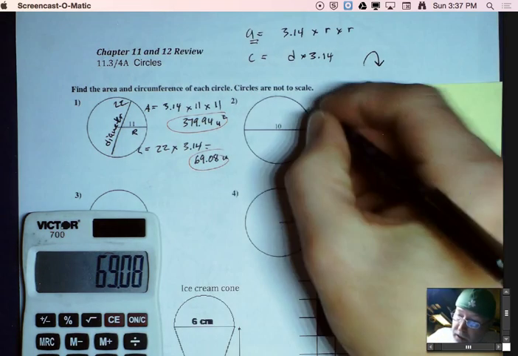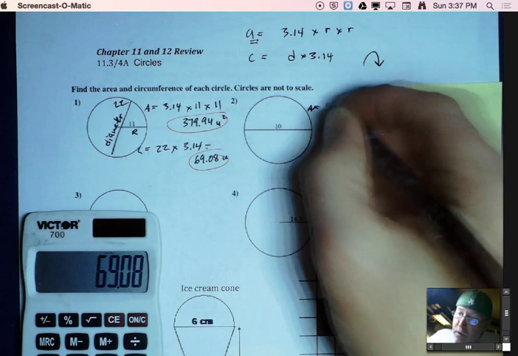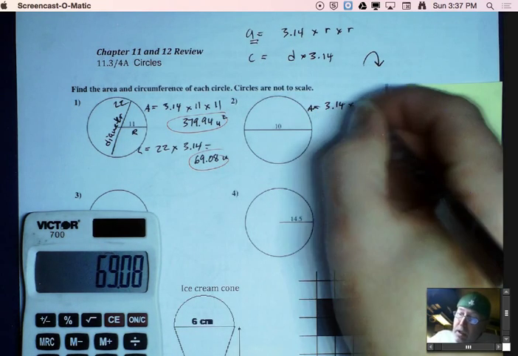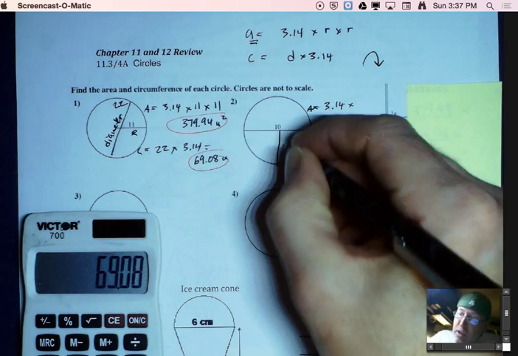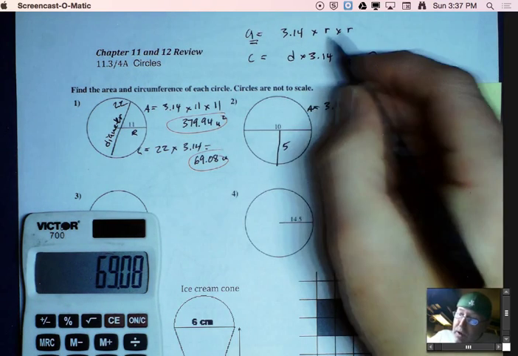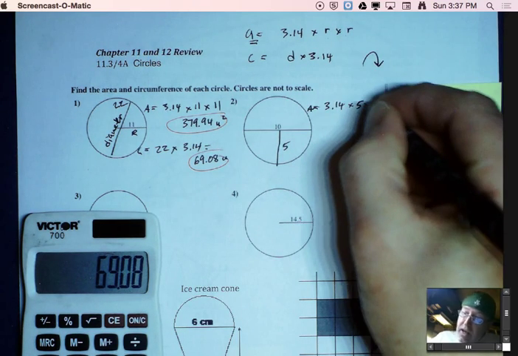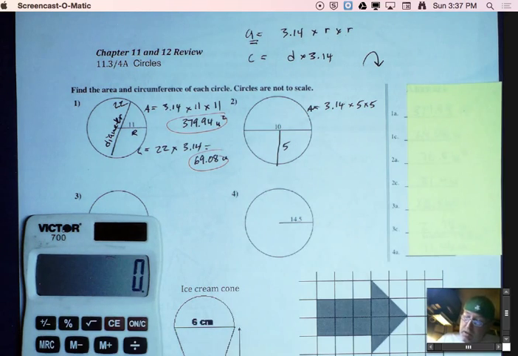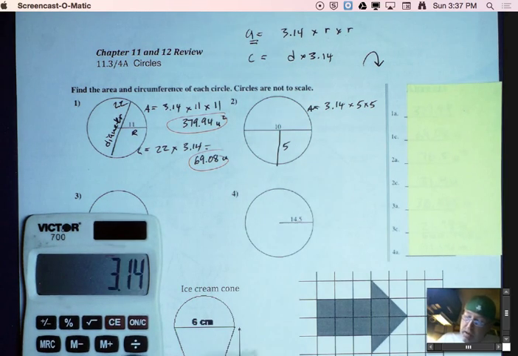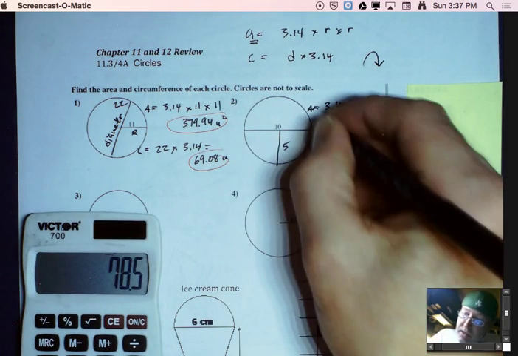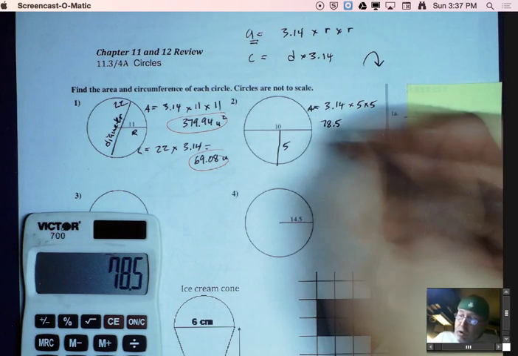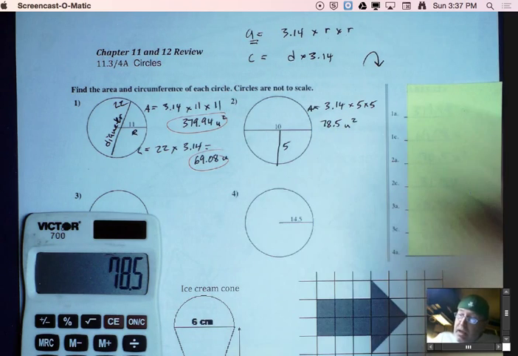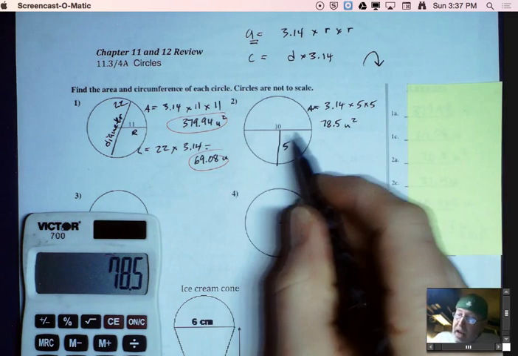Again, I'm just going to write area is equal to 3.14 times, okay, now I have a diameter. So if the diameter is 10, the radius is going to be 5. So times radius times 5 times 5. So let's just put this in. 3.14 times 5 times 5 is equal to 78.5. Now that is going to be units squared again because we're talking about the area of a circle.